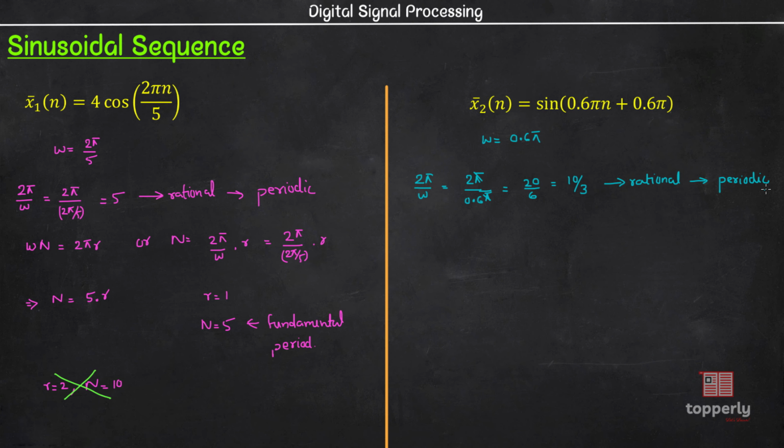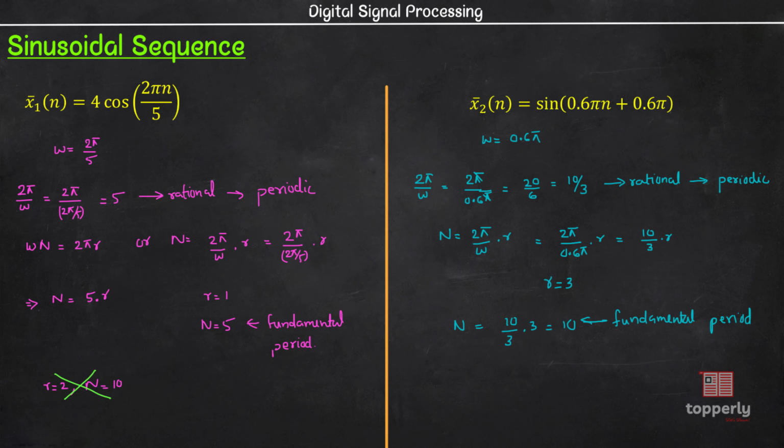Now let us figure out the fundamental period. For that, N is equal to 2 pi by omega into r, which is 2 pi by 0.6 pi into r, which will be 10 by 3 into r. Now we need to find the smallest positive integer r for which capital N is a positive integer. Here the smallest such value is r equal to 3. Therefore, the fundamental period N is equal to 10 by 3 into 3, which is 10. So the fundamental period of this sequence is 10.